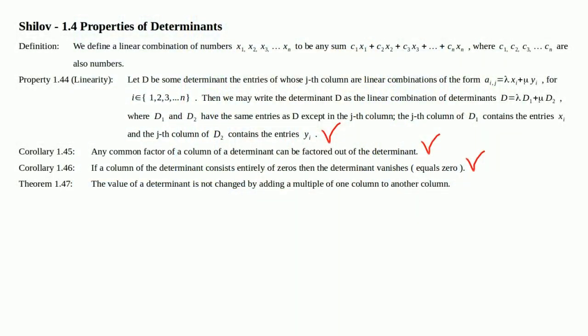This is the Renegade Mathematician, following up on our last video discussing more properties of determinants, and this time we've got theorem 1.47. It states: the value of a determinant is not changed by adding a multiple of one column to another column. So, here's a proof of that property.